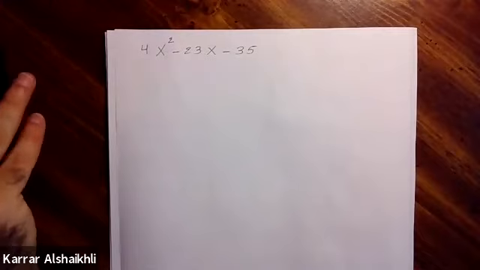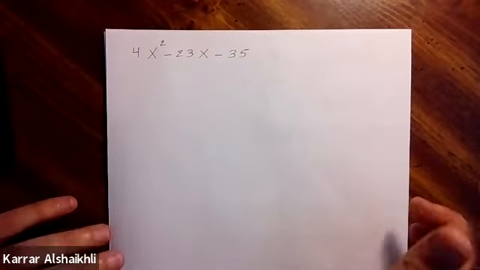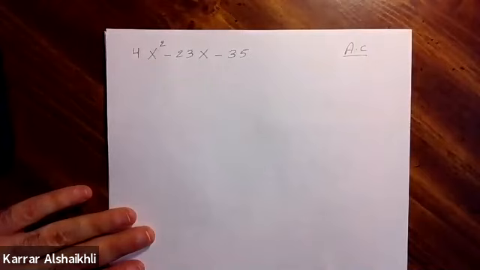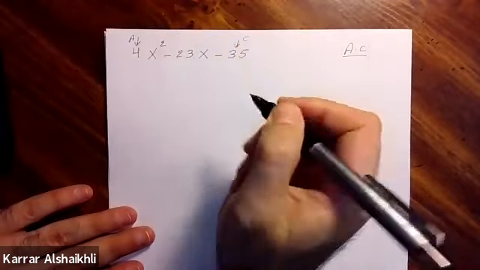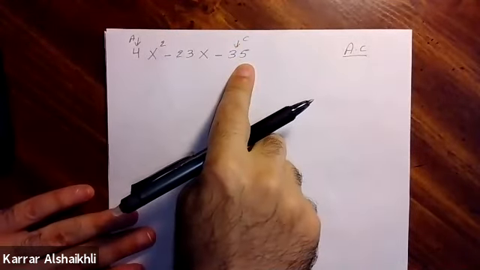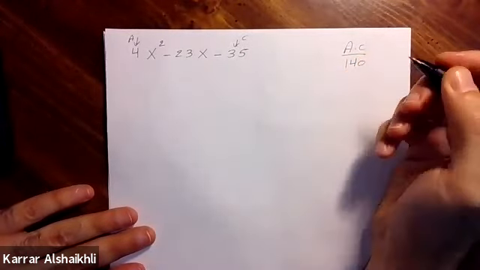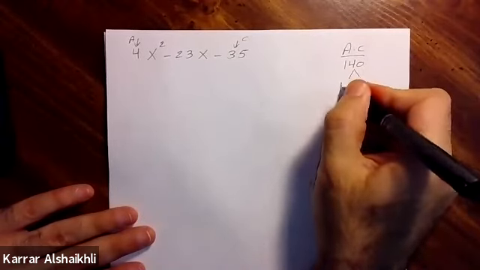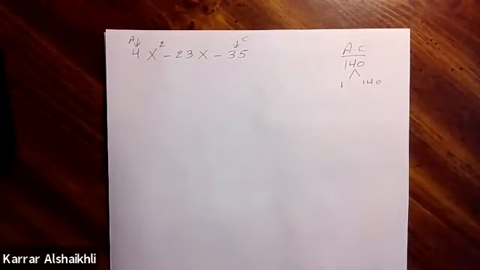So now we have to go to the next step. We have 3 terms, so I'm going to use the AC method. Now the AC method: here's the A, and this is the C. 4 times 35 is going to be 140. We're going to factor this one. The first numbers are 1 and 140. Let me show you also how to do that.